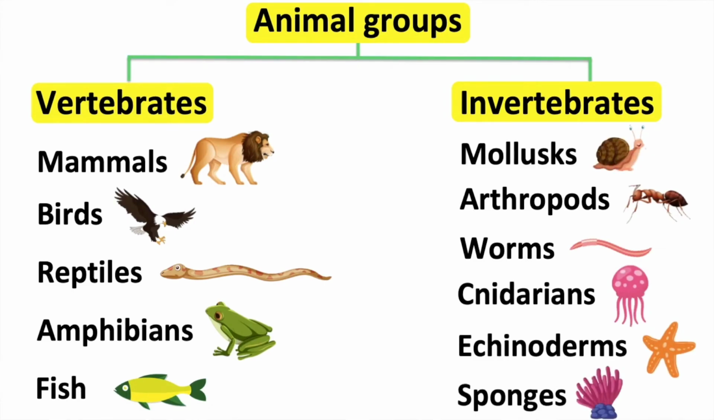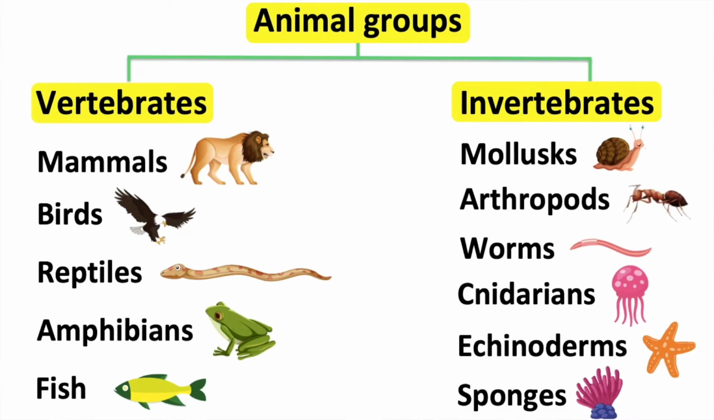Mollusks. There are many different types of mollusks. Some have shells for protection and others don't. For example, snails, squid, and oysters.